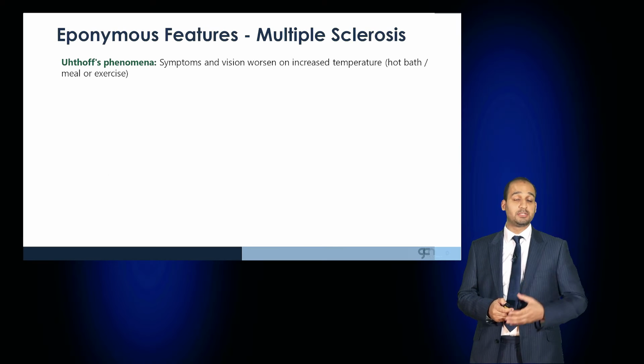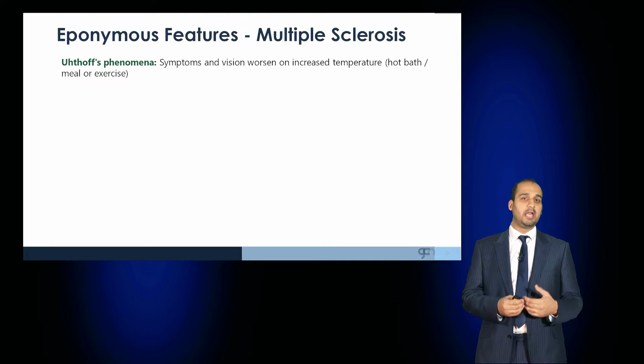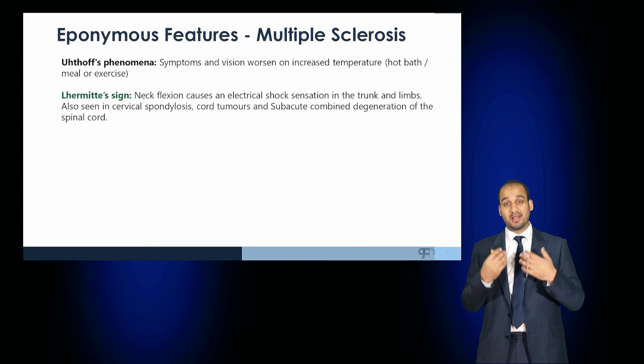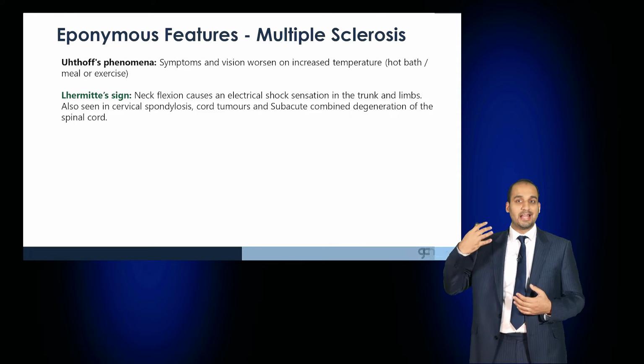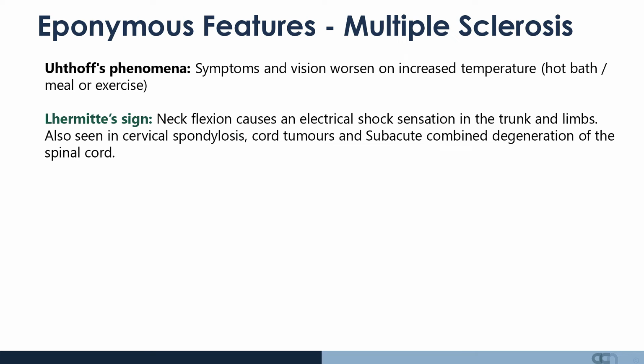There are some important eponymous features associated with multiple sclerosis. This includes Uthoff's phenomenon, in which symptoms and vision are worse on increased temperature, such as during a hot bath, hot meal, or exercise. Lhermitte's sign is when neck flexion causes an electrical sensation in the trunk and limbs. This is also seen in cervical spondylosis, cord tumours, and subacute combined degeneration of the spinal cord.